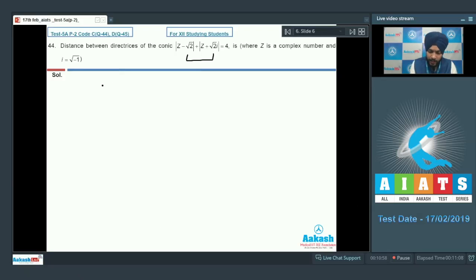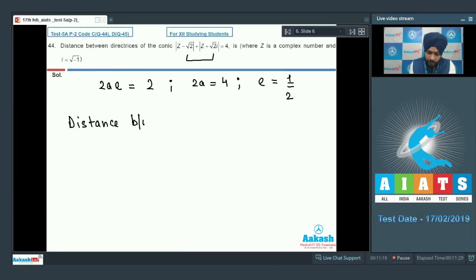The distance between 2 points z1 and z2 is the focal distance, that is 2AE. So 2AE value is 2. Clearly, the value on the right hand side, sum of distances, is 2A. So it is 4. From here you get eccentricity is equal to 1 by 2. What is the distance between directrices? Distance between the directrices is 2A upon E. So 2A upon E will give you value 8. Okay. So 8 is the answer of this question.